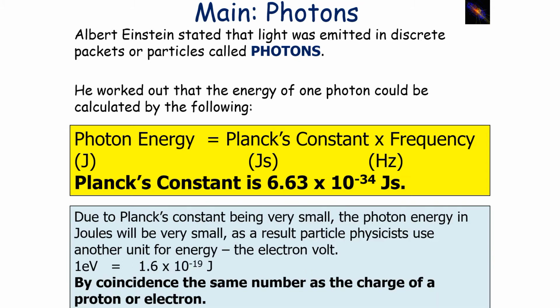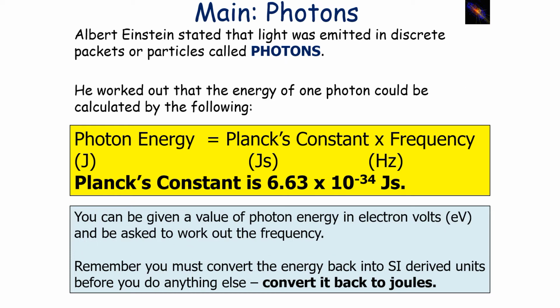As we said before, due to Planck's constant being an extremely small number, photon energy in joules will be a very small value. As a result, particle physicists use another unit for energy, the electron volt. 1 eV is equal to 1.6 times 10 to the minus 19 joules. You could be given a value of photon energy in electron volts and asked to work out the frequency. To do this, you've got to convert it back into the SI derived unit, which is the joule, and then you work out your value.